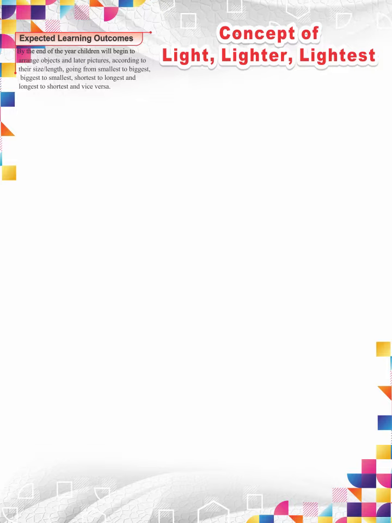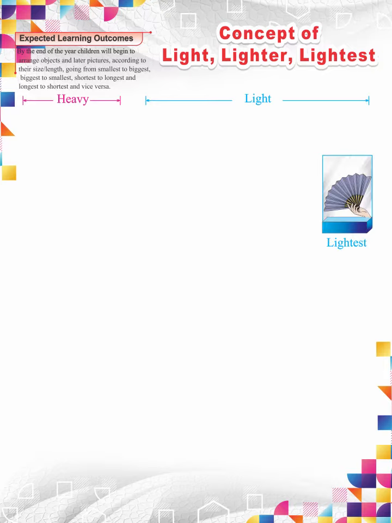You know, things can be light, lighter, and lightest depending on their weight in comparison to each other. The opposite of light is heavy. Look at this picture. You see a paper hand fan here, which is lightest.